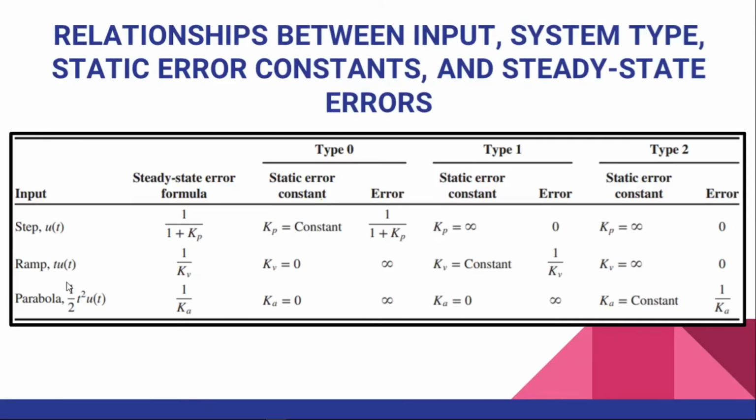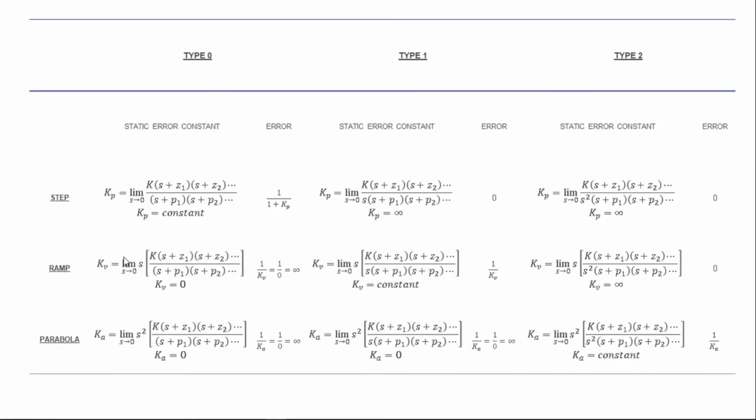So for the ramp input, we have a steady state error formula of 1 over Kv, and Kv is equivalent to the limit of s times g of s as s approaches 0. So for type 0 systems, their ramp static error constant is equivalent to 0. To better understand, type 0 systems have no s here, so that means the number of pure integrations is 0. And as we all know, Kv is equal to the limit of s times g of s as s approaches 0.